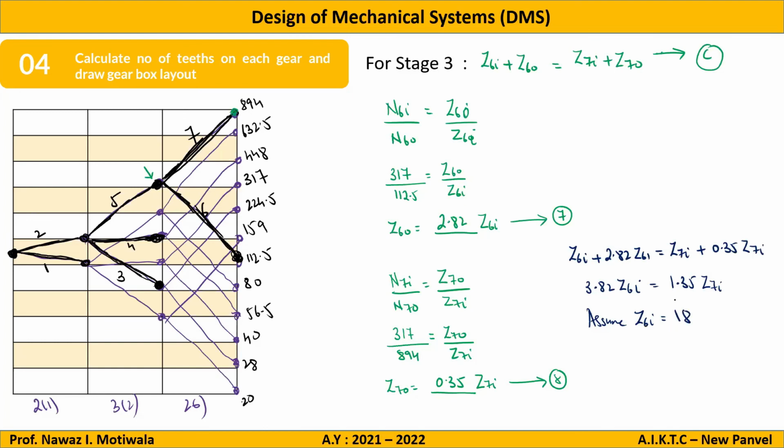So if I assume Z6I equal to 18, I can get the answer for Z7I. 51. Now look, I have also given you a hint. If 6I is 18 and 7I is 51, what will be 6O and 7O with the hint? It will be reversed, so it will be 51 and 18. You can also try it by using the equations. You will get the same answer. If you want to save time, you can use this shortcut. So now we were successful in getting all the numbers of teeth.